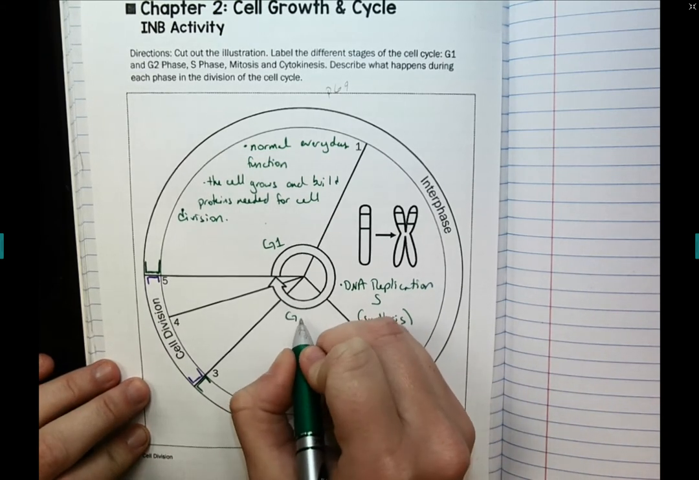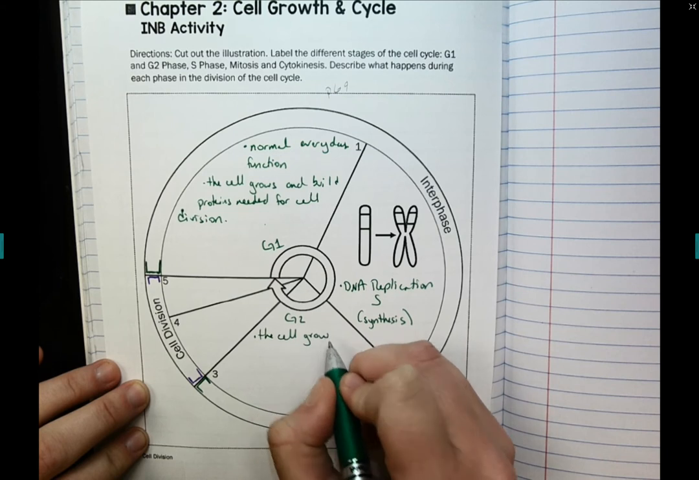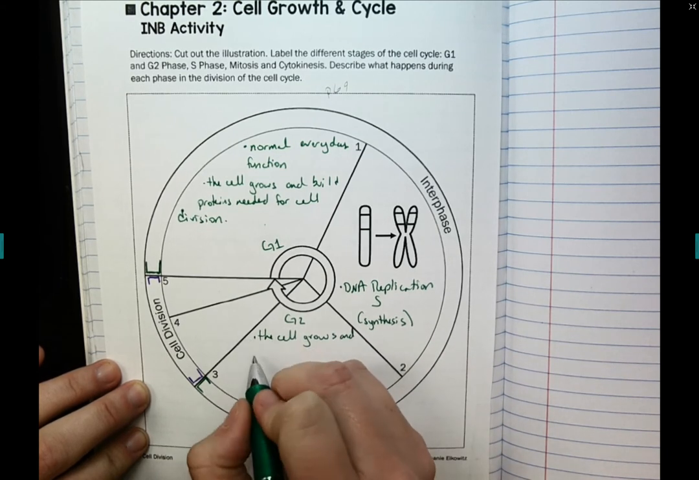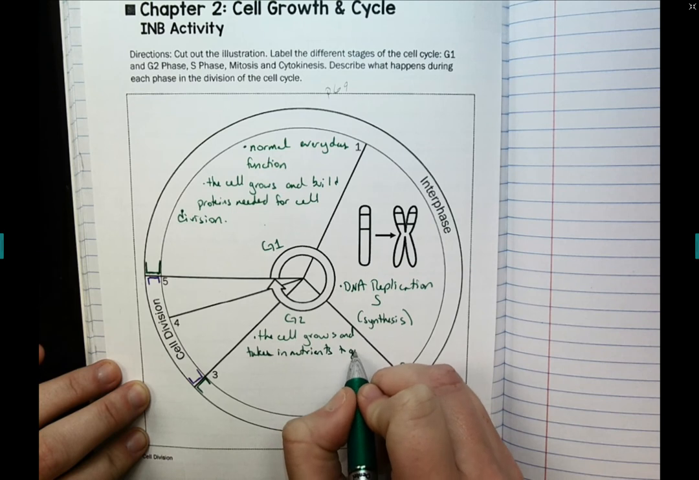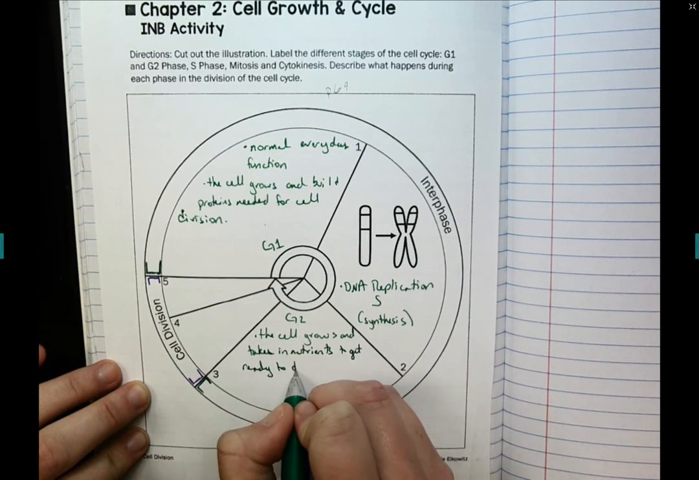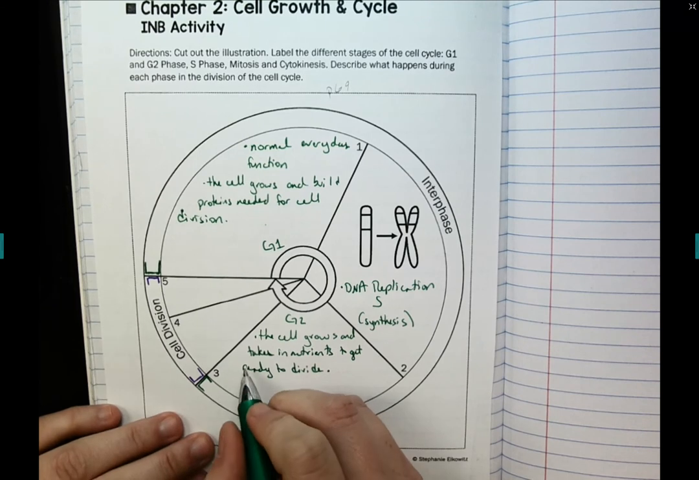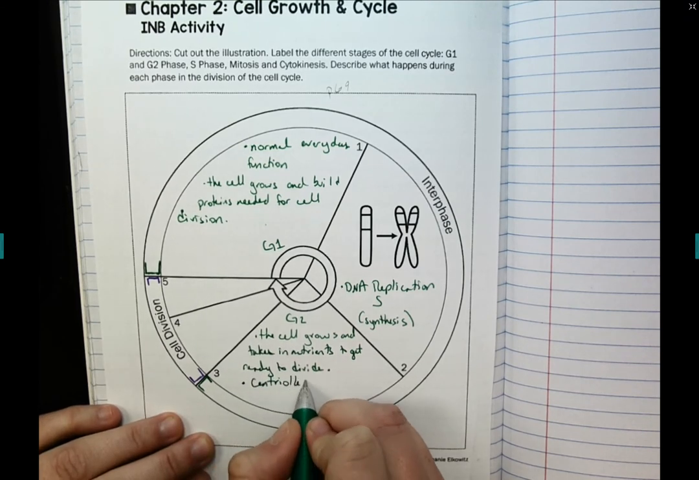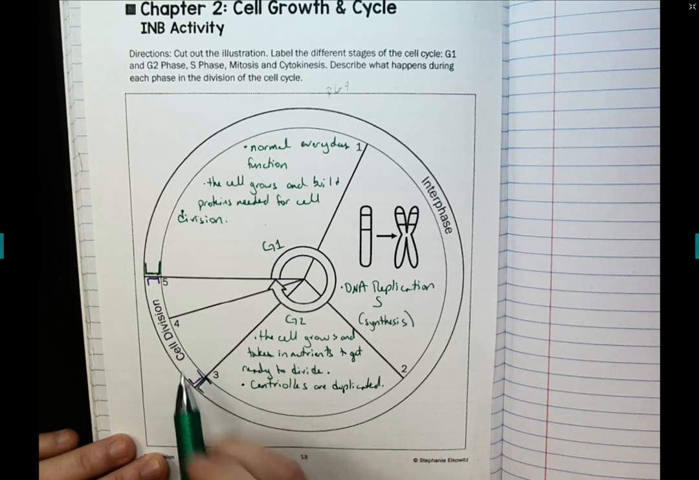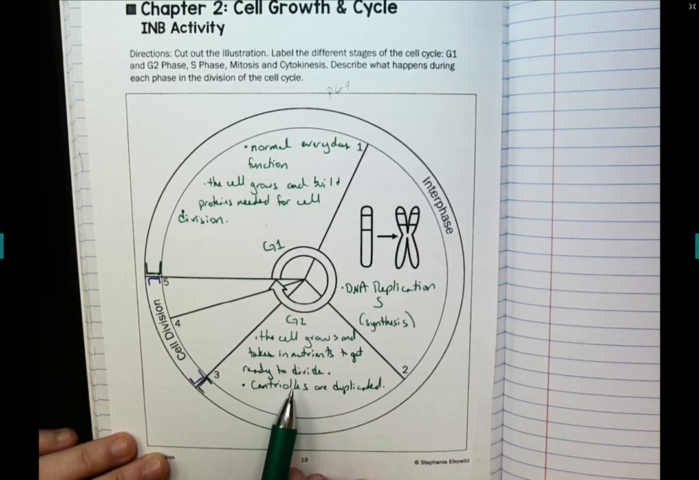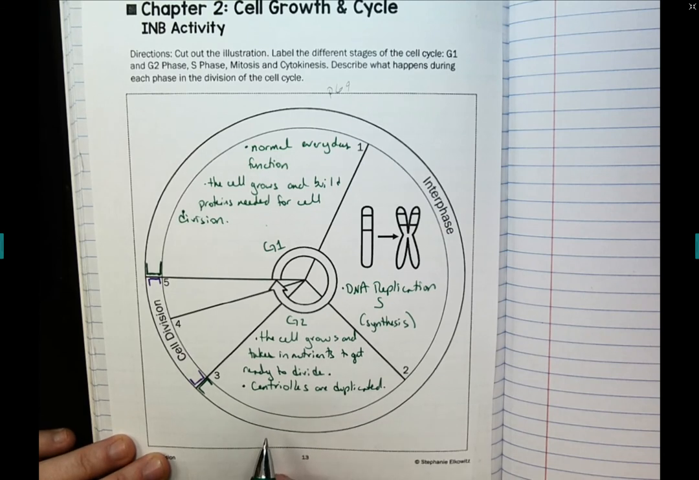And then finally, there's G2. This is when the cell will grow a little bit more. So it grows and takes in nutrients to get ready to divide. And then this is where we'll see a very special organelle called centrioles. Centrioles are used in cell division to help actually move the chromosomes so that we get the correct number of chromosomes in each daughter cell. So that organelle is the first time we're seeing it.